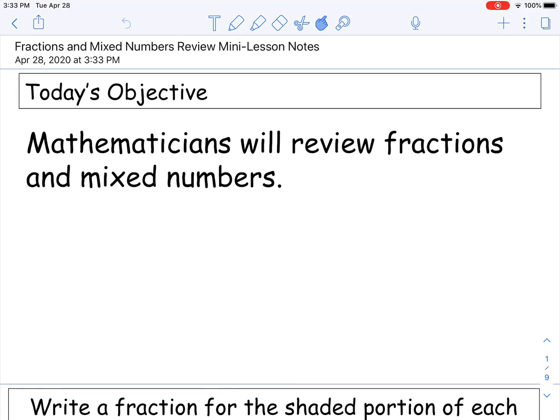Today in math, we're going to be doing some review with fractions and mixed numbers. So we are going to complete the mini lesson notes together, and then you'll work on your independent practice. And then you'll notice a third thing, and this is optional.